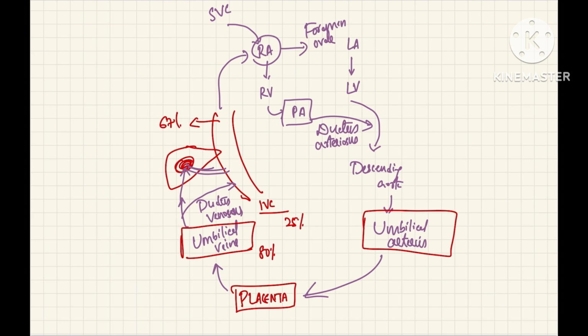So we have the ductus venosus and the ductus arteriosus. The ductus venosus is between the umbilical vein and IVC, and the ductus arteriosus is between the pulmonary artery and descending aorta. We also have the foramen ovale between the right atrium and left atrium. The deoxygenated blood enters the placenta through the umbilical arteries. In fetal circulation, the systemic and pulmonary circulation are in parallel, compared to in series in adult circulation.